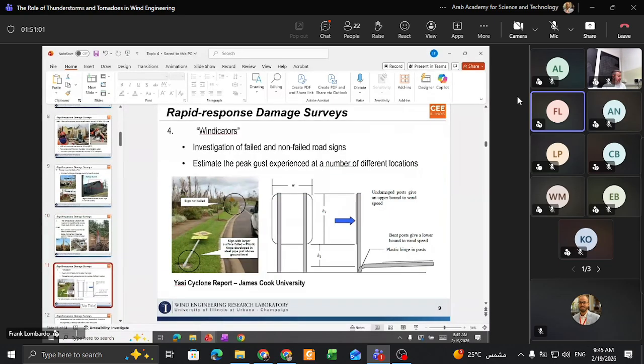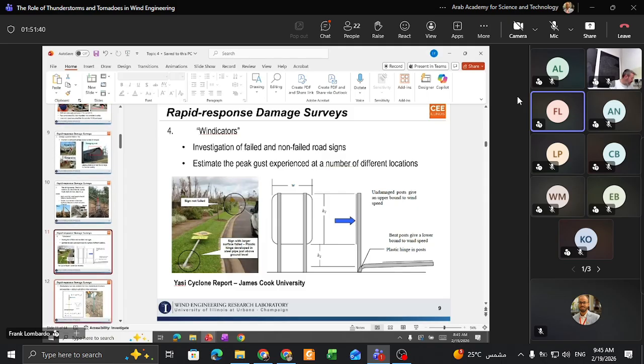Another thing that we've done a lot of is what we call wind indicators. So things like traffic signs that end up failing after these wind events. Here's an example from Australia that we did not do, but basically you just use simple engineering principles: the surface area of the sign, the resistance of the material, the steel or aluminum or whatever it is, the modulus of elasticity and the yield stress, and you can estimate what wind speed would cause that structure to fail.